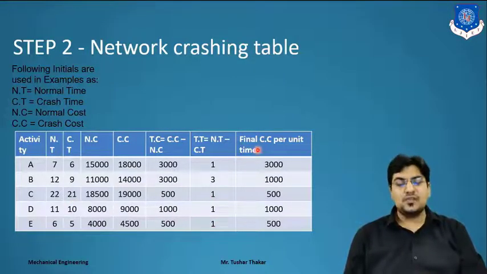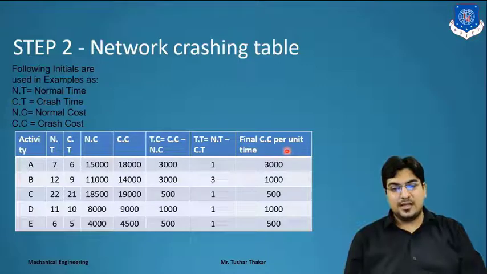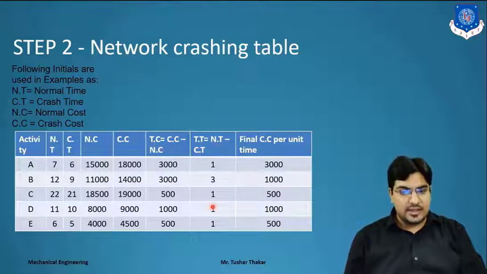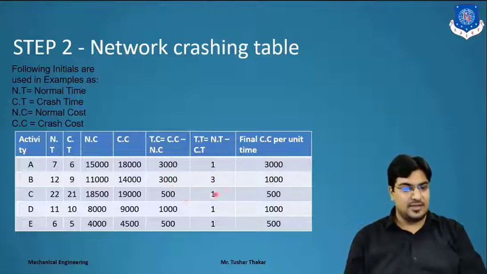Now we find another column, the final cost per unit time. How do we calculate this cell? For this cell we have to divide the total cost by the total time, and we get the final crash cost. So 3,000 by 1 we get 3,000, 3,000 by 3 we get 1,000, and respectively up to activity E, 500 divided by 1, that is 500.